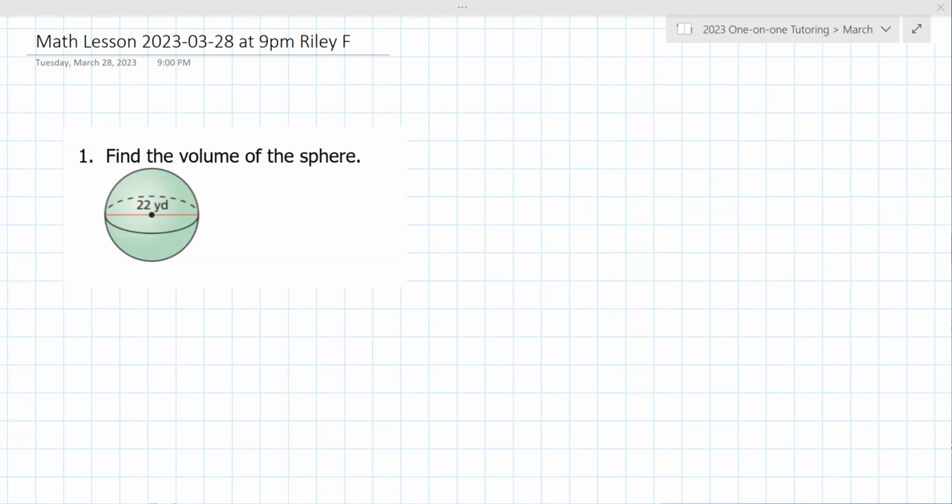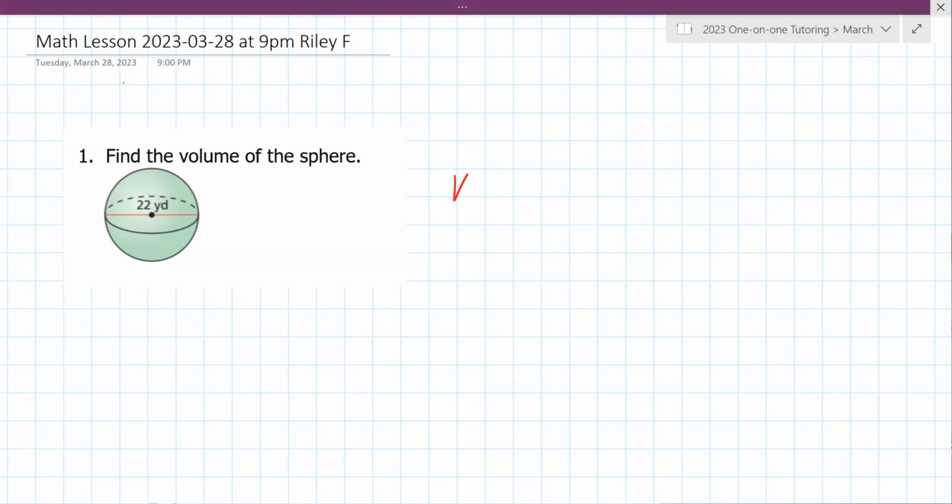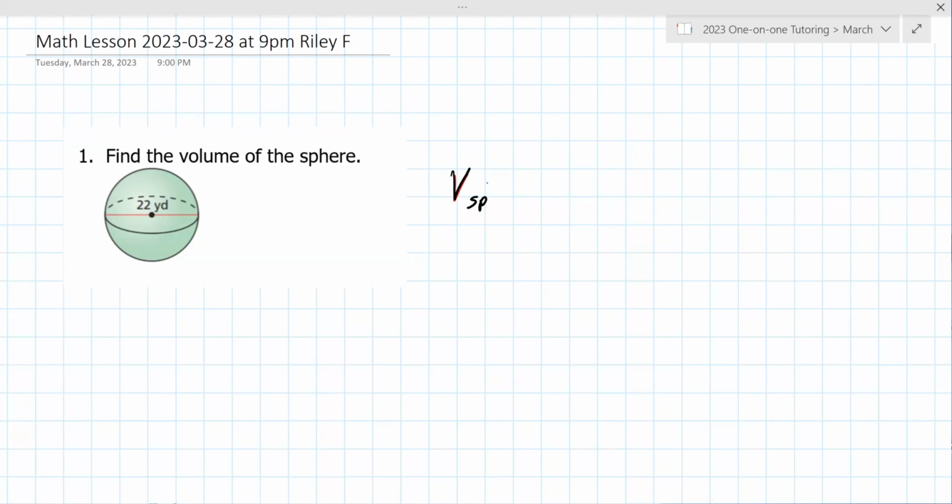Volume of a sphere is 4/3. Oops, that's not a good color. Volume of a sphere is 4/3 pi r cubed.